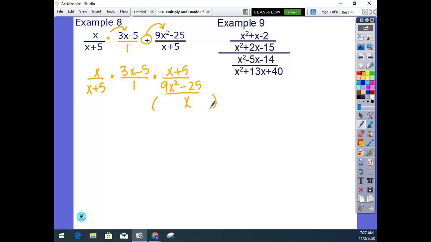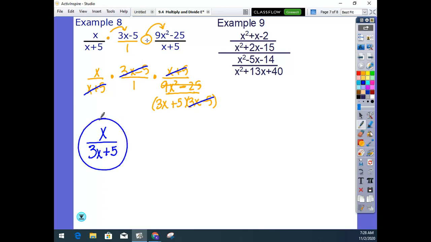There's no common factor. This is the difference of 2 squares. 3x times 3x is 9x squared, plus 5 minus 5. Now we can cancel. Everything's being multiplied. This x plus 5 cancels this x plus 5. 3x minus 5 cancels 3x minus 5. Then x is left on the top. 1 times 3x plus 5 is just 3x plus 5.